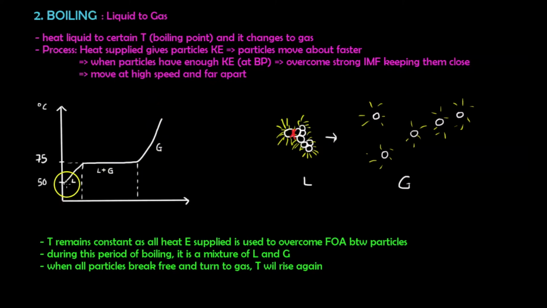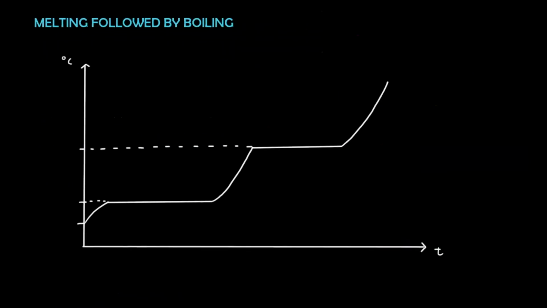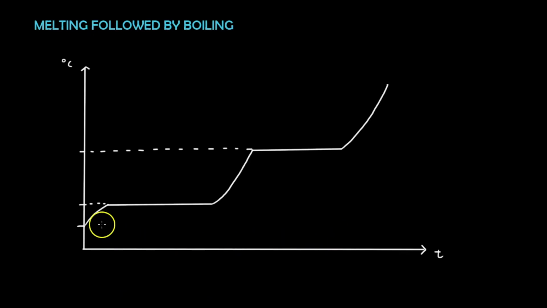Okay, that's why there's a rise here, but this is a constant temperature. So let's put it together. If I have both melting followed by boiling, for example, I have solid here. As it continues to heat, it will reach the melting point at, for example, maybe this is 25, this is 50. For example, it melts at 50 degrees Celsius.